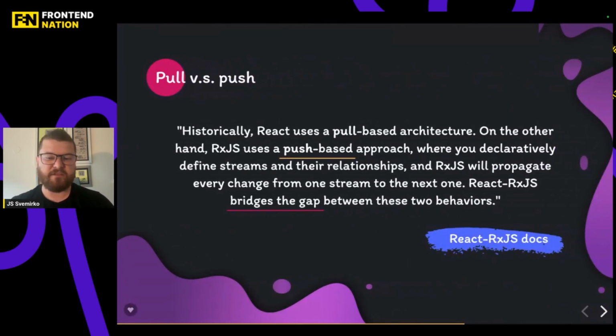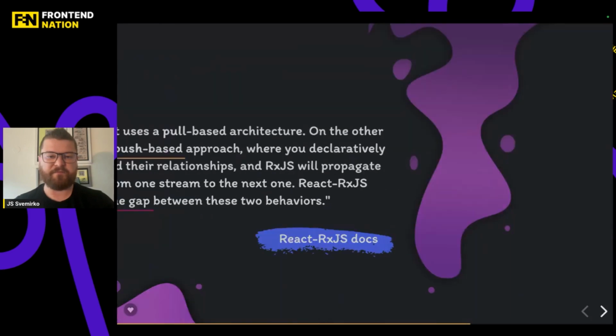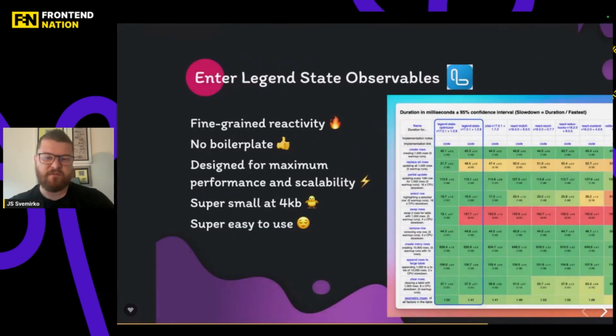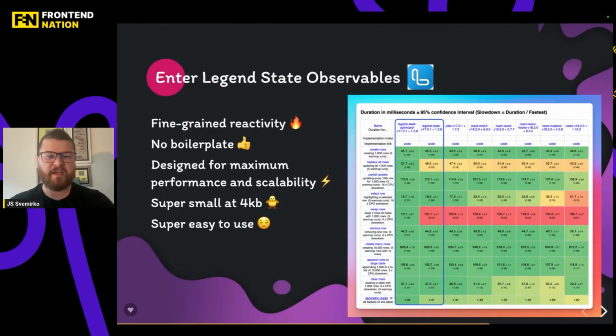And from the React RxJS docs, we can say that React is a pull-based system. On the other hand, RxJS is a push-based approach, and we declaratively define streams and their relationships. And with React RxJS, we bridge that gap between those two behaviors. But as you noticed before, we still had some downsides and some challenges with the RxJS approach.